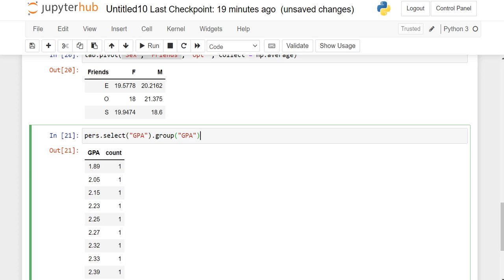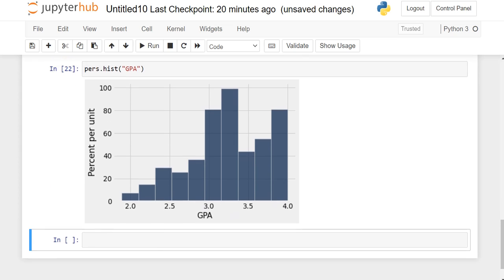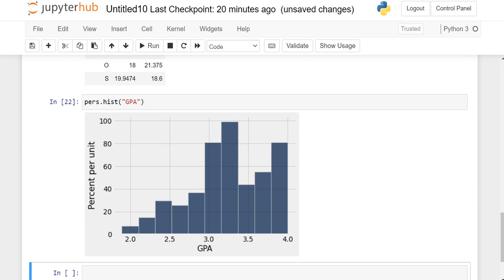What do we use for numerical variables? Well, histogram is great. Let's try that. And I don't need dot select. I just can tell it, hey, here's a variable, create me a histogram, and boom, it does. So you can see the self-reported GPA of our UNG students.